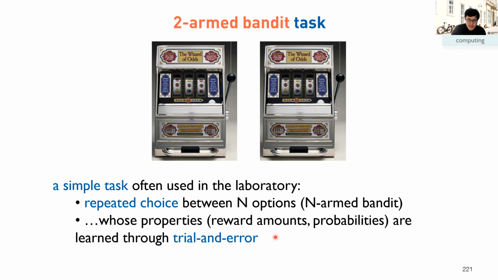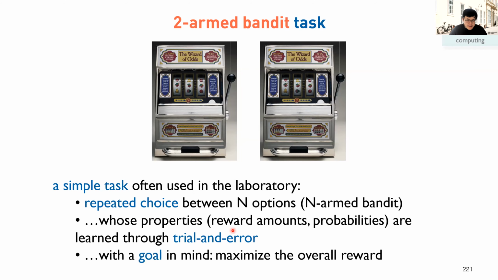But how would you learn these properties? You learn this from trial and error, because you don't know the underlying mechanism of the machine. You play, you observe, and then you make some mistakes, and then you play again, and you observe, and then you make some further mistakes. So that is the learning process through trial and error, right? Yes, and then lastly, there's a goal in mind to maximize the overall reward.